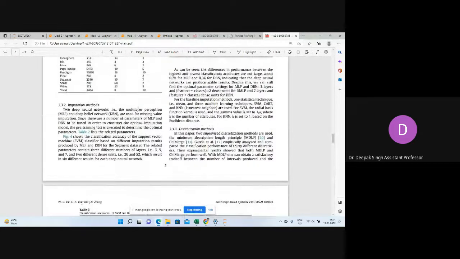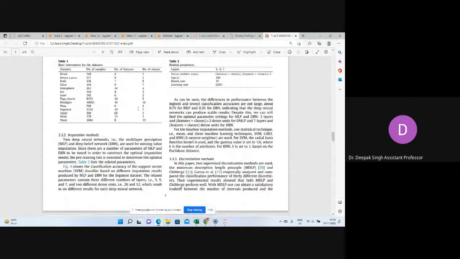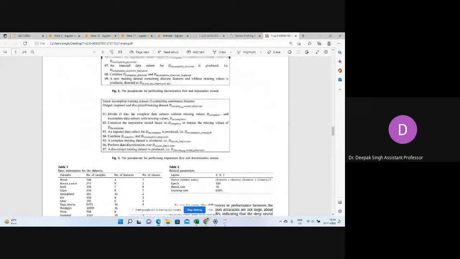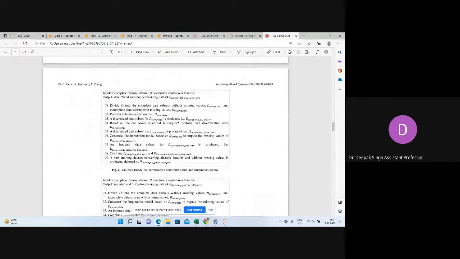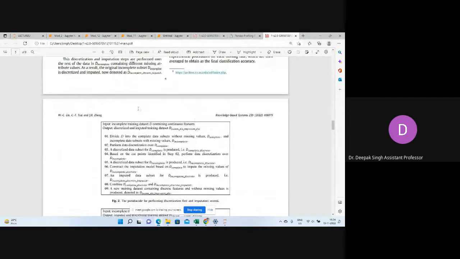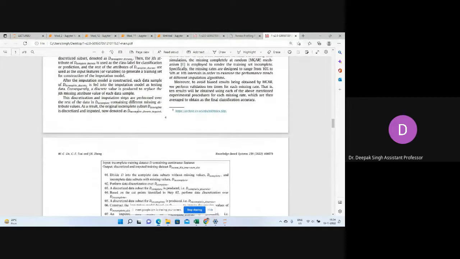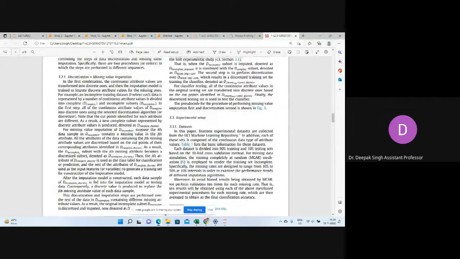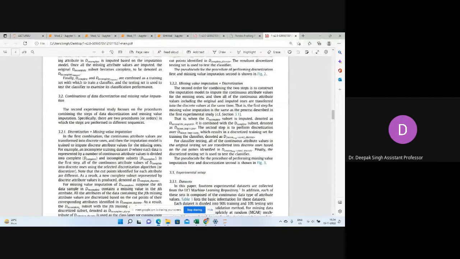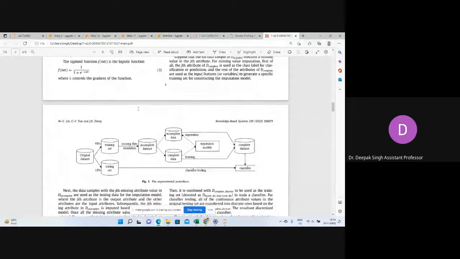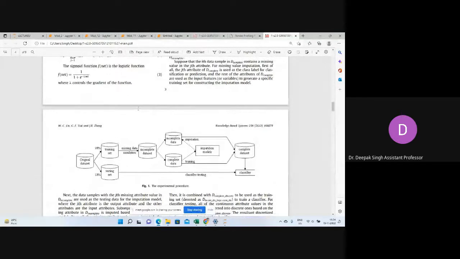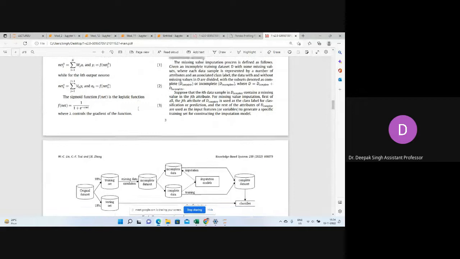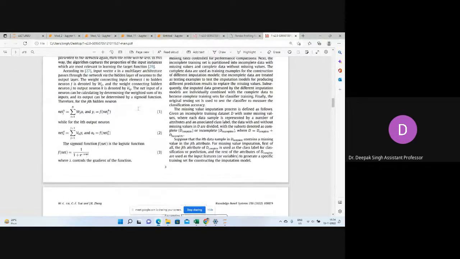I think that's all for this paper discussion. If you have any doubt, you can ask. Otherwise, discussing a paper for only 15 to 20 minutes is not the ideal case. You have to read this paper multiple times, follow these steps, and implement them. Only then will you come to know the core sense of why they conducted this and what the outcome of the experiment is. If you have any doubt, you can ask.